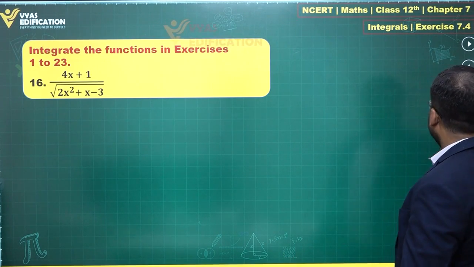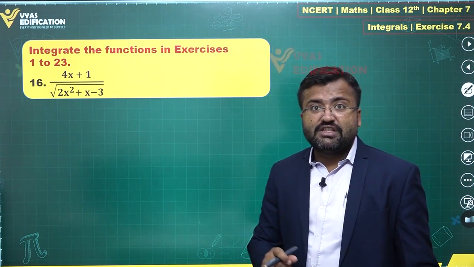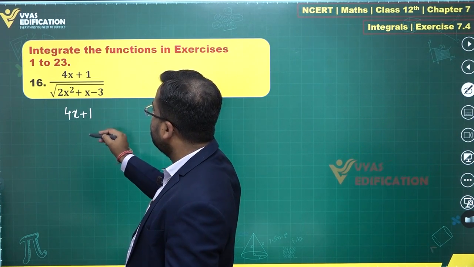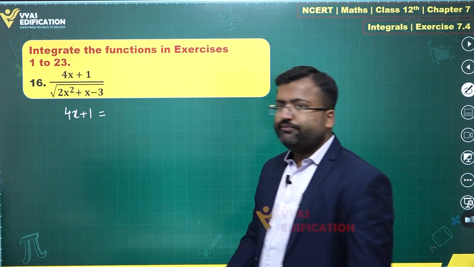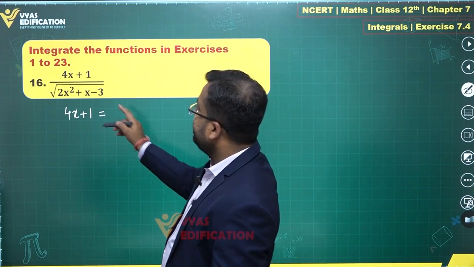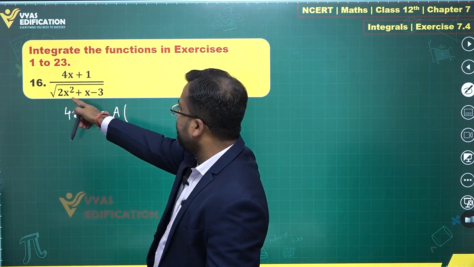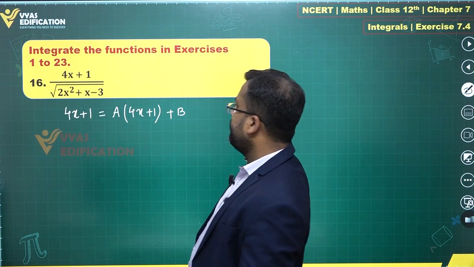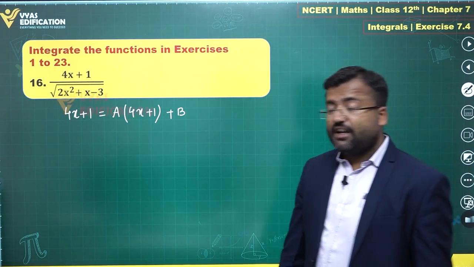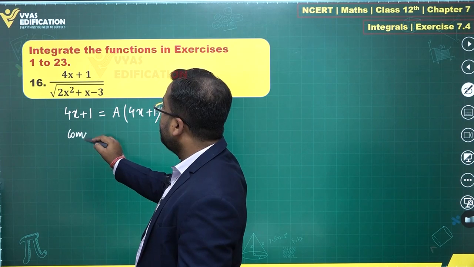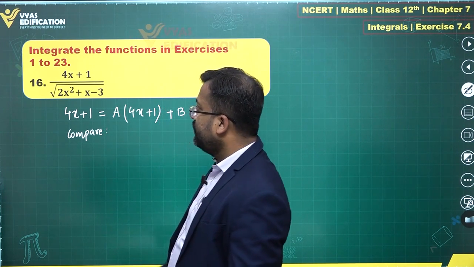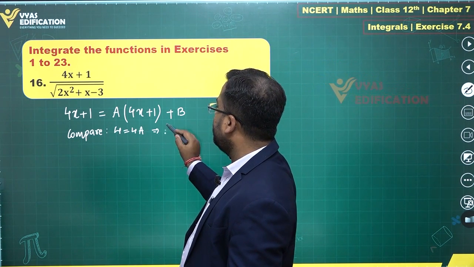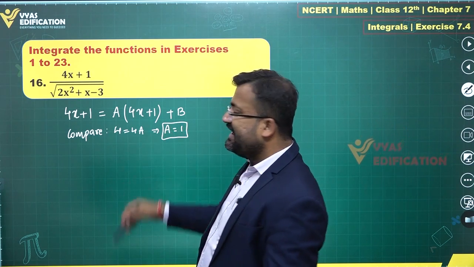The 16th question says we have a linear upon root quadratic form. Now this is interesting. Linear upon root quadratic, that linear has to be simplified somewhere. So what we'll do is this: 4x plus 1 should be written in the form of a times the derivative of this denominator, which is 4x plus 1, plus b. The next thing we want to do is compare the coefficient of x and the constant term. Coefficient of x implies that 4a will be equal to 4, so a will be equal to 1. Since this is an identity, this has to be true always.